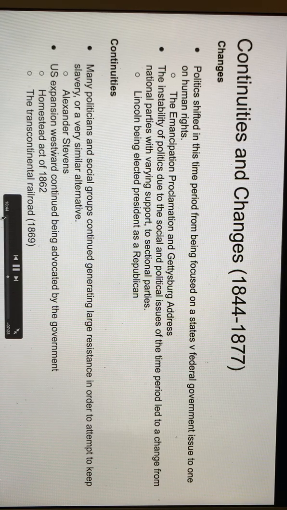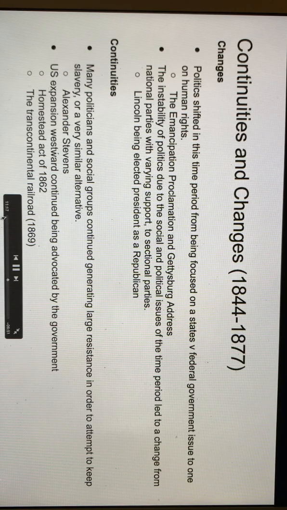Another change is the instability of politics due to the social and political issues of the time period led to a change from national parties with varying support to sectional parties. This includes Lincoln being elected as a Republican. You can see in the earlier slide that most, if not all, southern states were Democrat and all northern states were Republican. And this sectionalism didn't really end either. It continued beyond the Civil War and beyond this time period even.